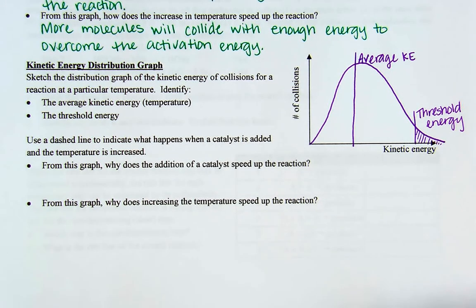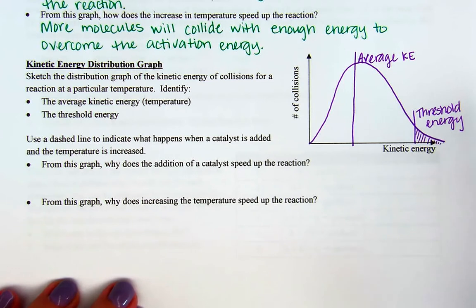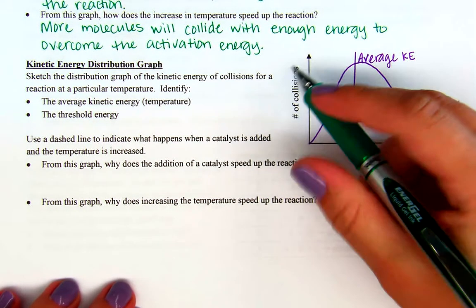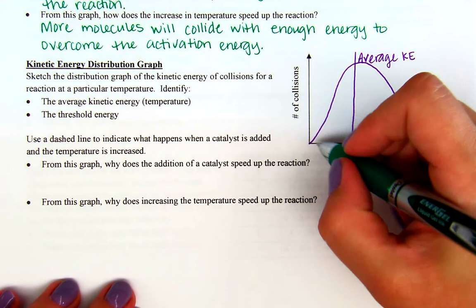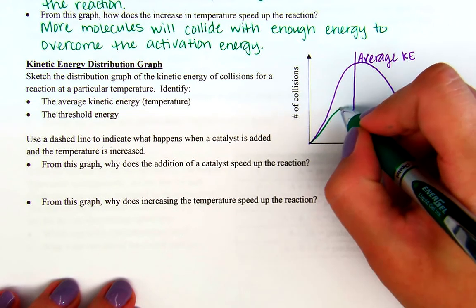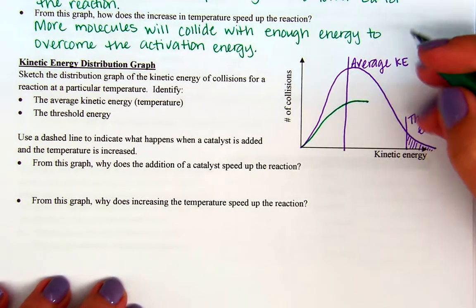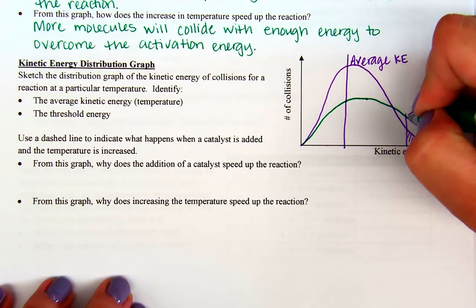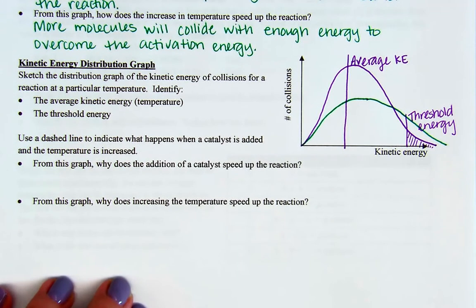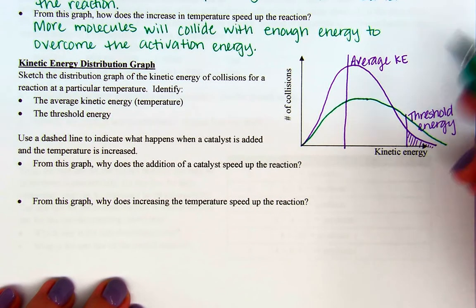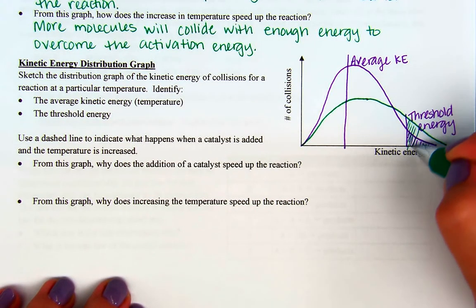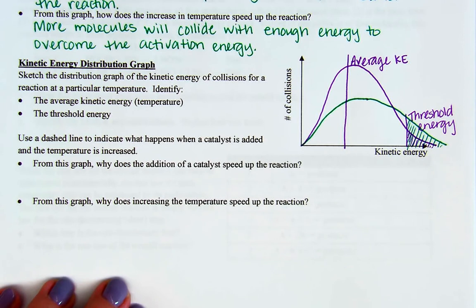Okay, now we're going to use a dashed line to indicate what happens when a catalyst is added and the temperature is increased. So here, this is what's going to happen when you increase the temperature. So let's go here. So this whole thing kind of just spreads out a little bit more. Okay, so if we increase the temperature, just increase the temperature alone, then we have more molecules that have enough energy to get past the threshold energy. Now this many molecules have enough energy to react.